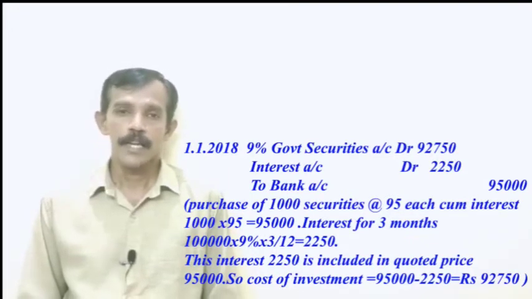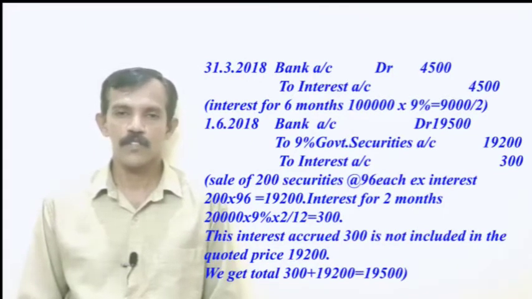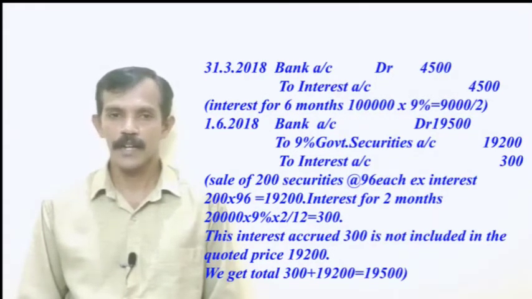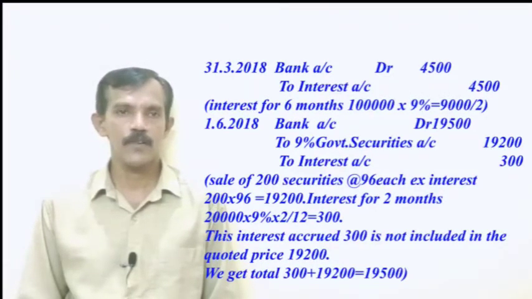Then on 31st March 2018, interest for 6 months received: 1 lakh into 9%, that comes to 9,000. That 9,000 divided by 2 comes to 4,500. Journal entry on 31st March 2018 for interest received: bank account debit 4,500 to interest account 4,500. Then on 1/6/2018, sale of 200 securities at the rate of 96 each, ex interest.